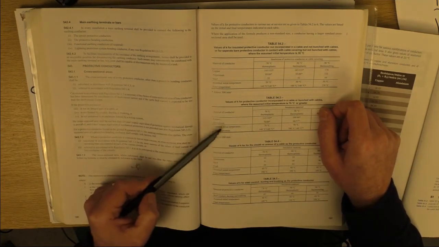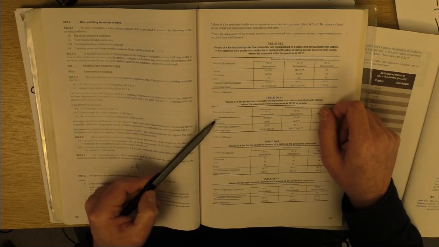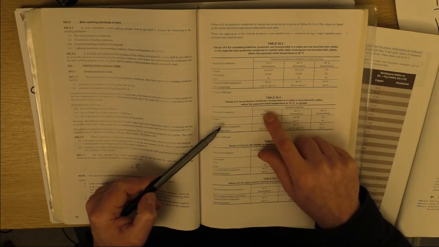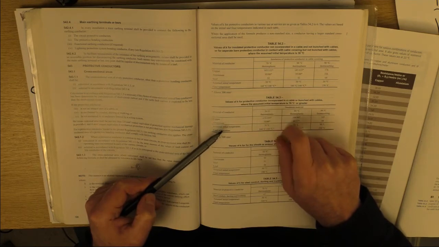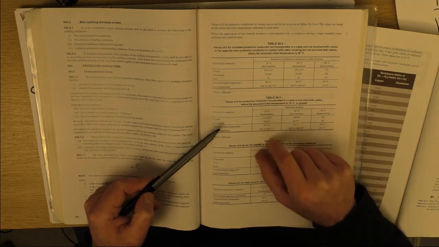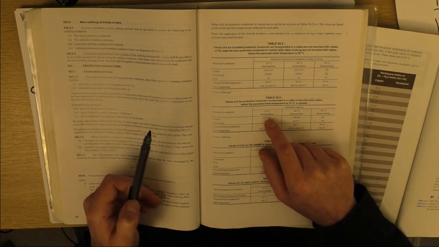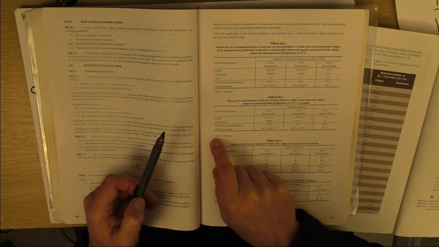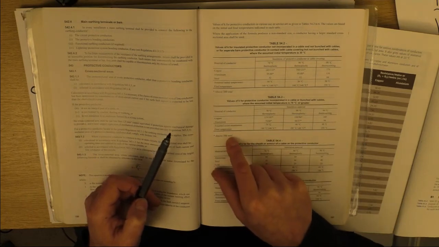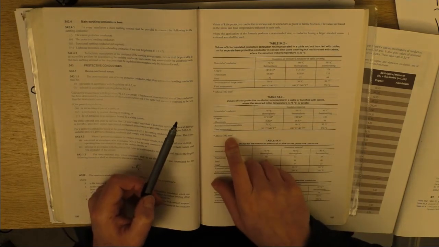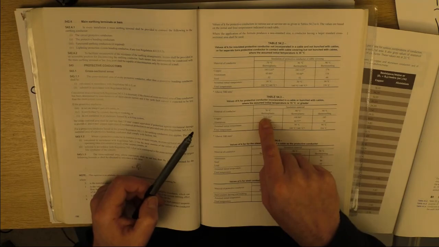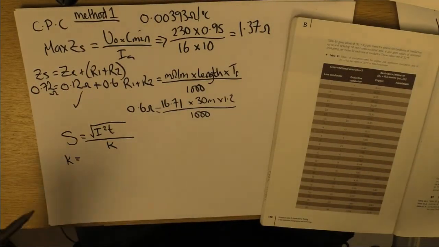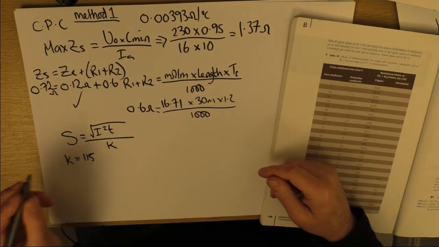We need to know the material of the conductor, which we do, copper. We need to know what the insulation limitations are, in this case 70 degrees, and it gives us a value here, so 115/103, but there's a little star there, so let's have a look at what that says. It says above 300 millimeters squared. Well, ours isn't, is it? So that means we're using 115. So our K is 115.